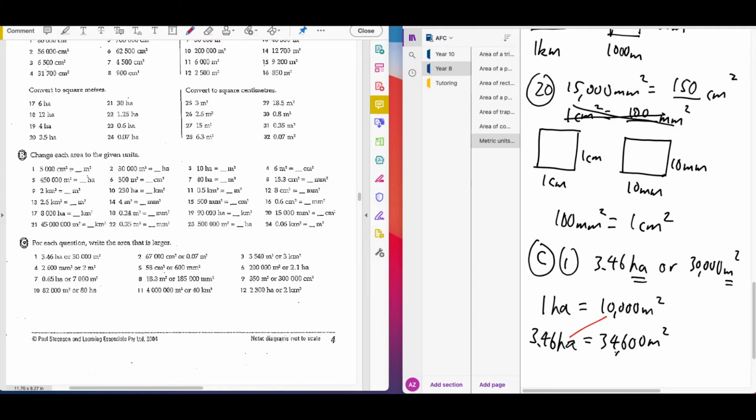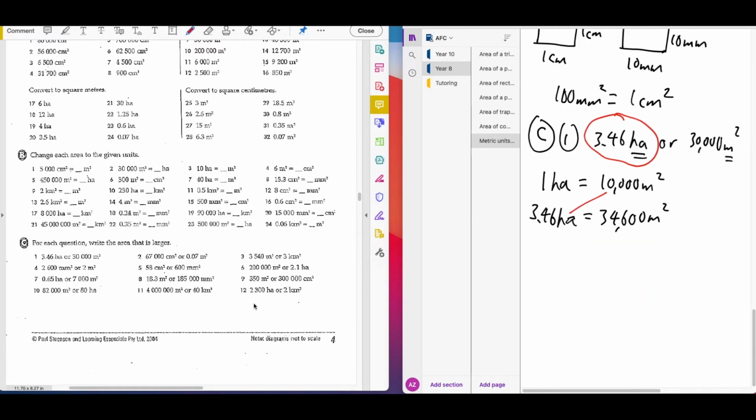34,600. So which one's bigger? 34,600 square meters or 30,000 square meters? It's fairly obvious that this one is the bigger one, right? Because this number is bigger than that. All right, so let's pick another question.